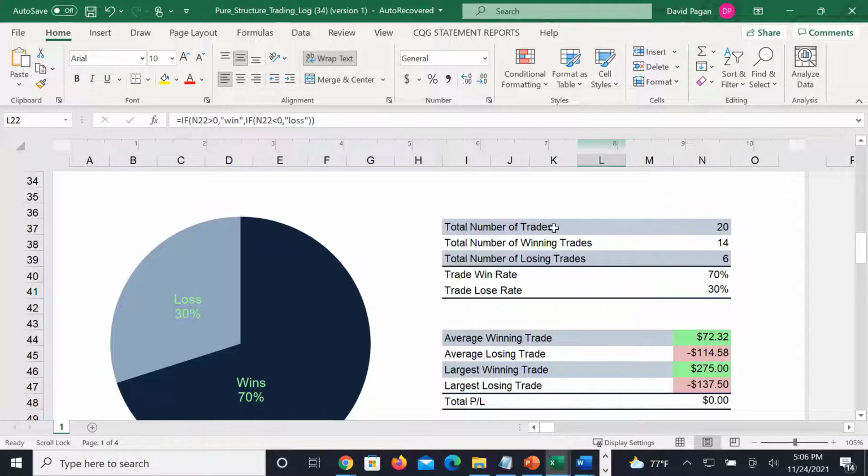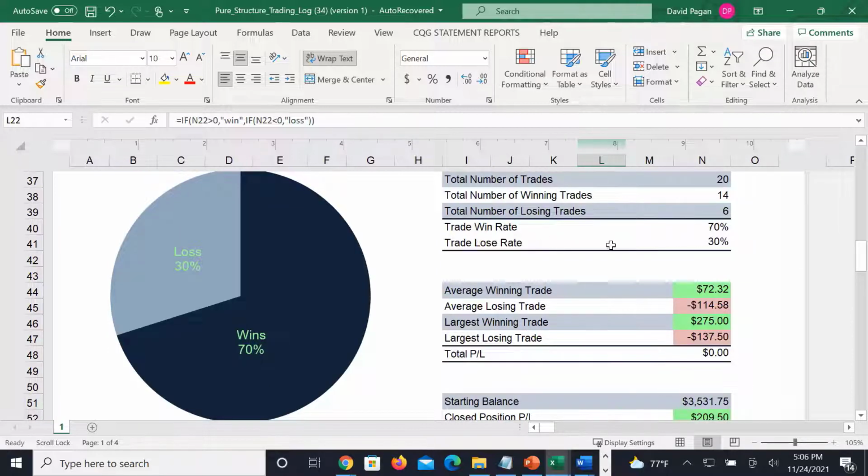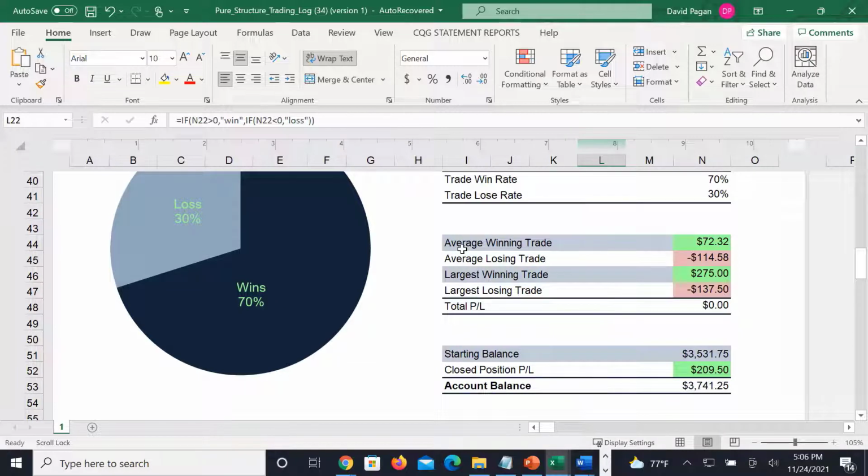Total number of trades, we had 20. Total number of winning trades, 14. Total number of losing trades, 6. Trade win rate so far, 70%. Trade lose rate, 30%. Nicely done. Average winning trade, 72.32. Average losing trade, 114.58. Largest winning trade, 275. Largest losing trade, 137.50.